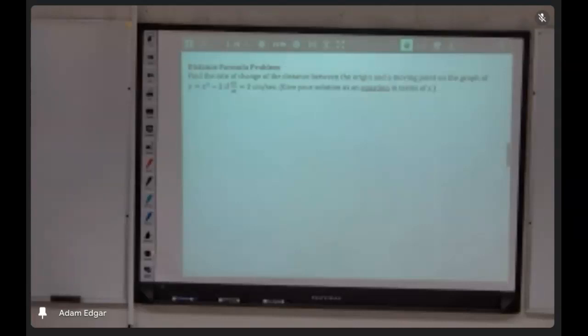I think we're going to do this here on the page, and then I'm going to make up a second one similar to it. That way you have a little bit of practice for yourself. So let's look at the distance formula problem. This is like number 11 from the homework assignment that's due tomorrow.